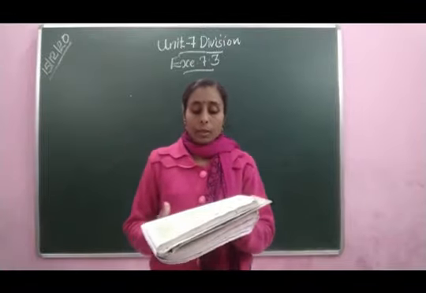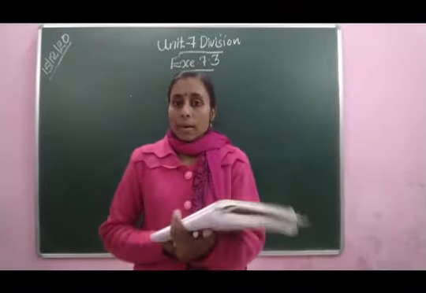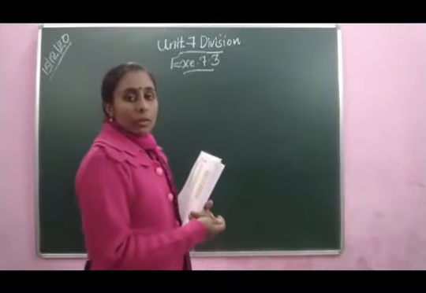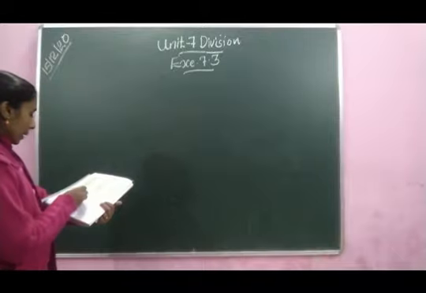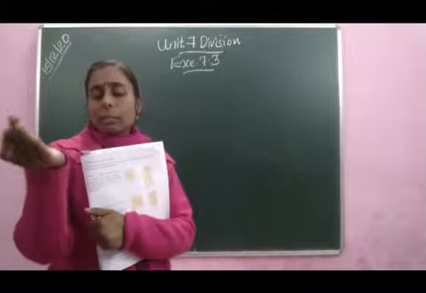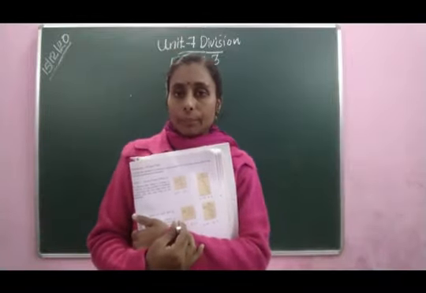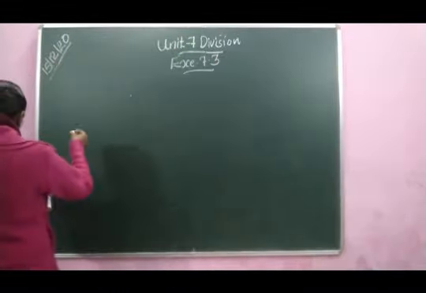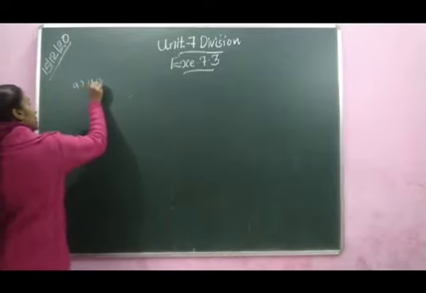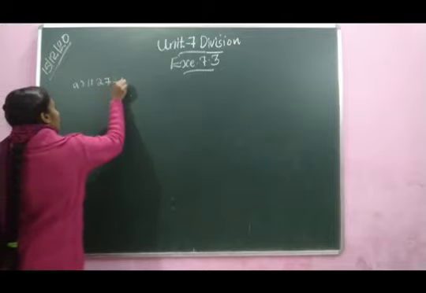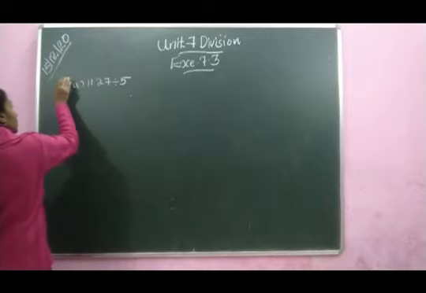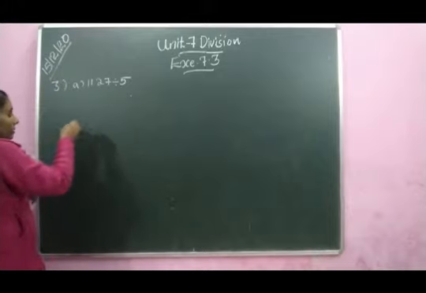First question, 1127 divided by 5. Divide the following by long division method. Okay, long division method means the normal method. What are we doing? Exercise 7.3 question number 3a. Now let's see.